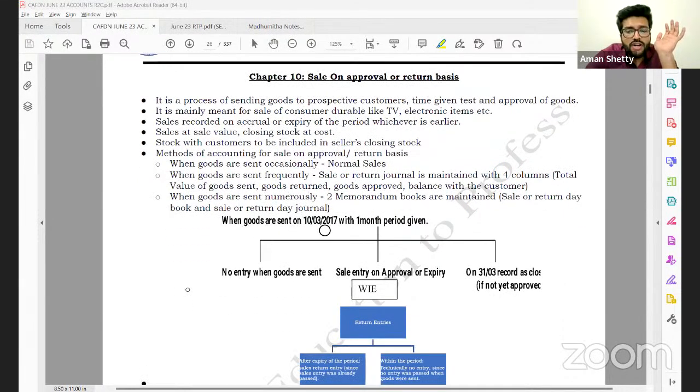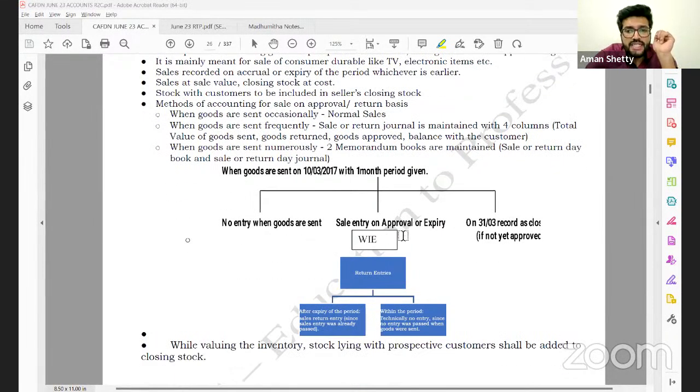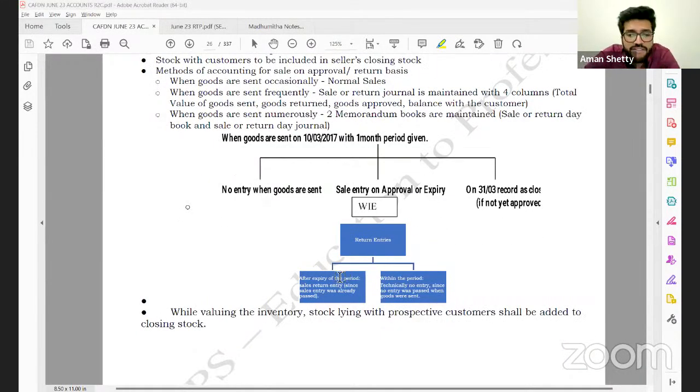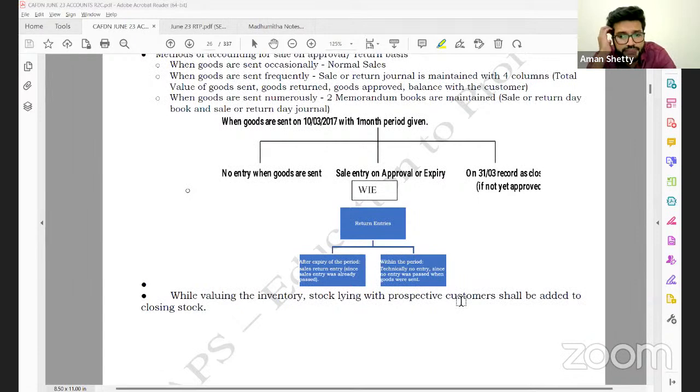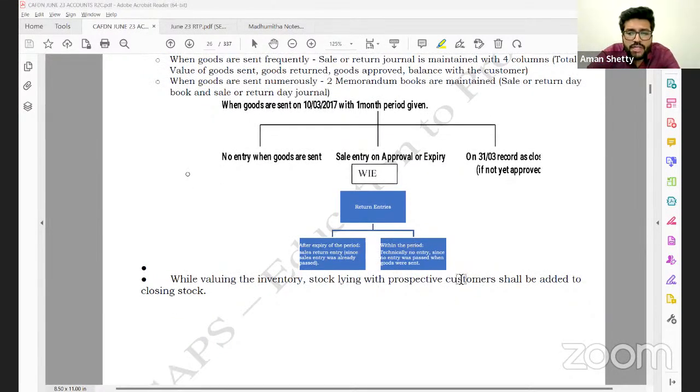Next, when goods are sent on 10th March 2017 with 1 month period given, no entry when goods are sent. Sale entry on approval or on expiry on 31st March, record as closing stock if not yet approved, whichever is earlier. Next, return entries. After expiry of the period, sales return entries, since the sale entry was already passed. Within the period, technically no entry, since the entry was passed when the goods were sent. Did you understand this? All of you? When valuing the inventory, stock lying with prospective customers should be added to closing stock.